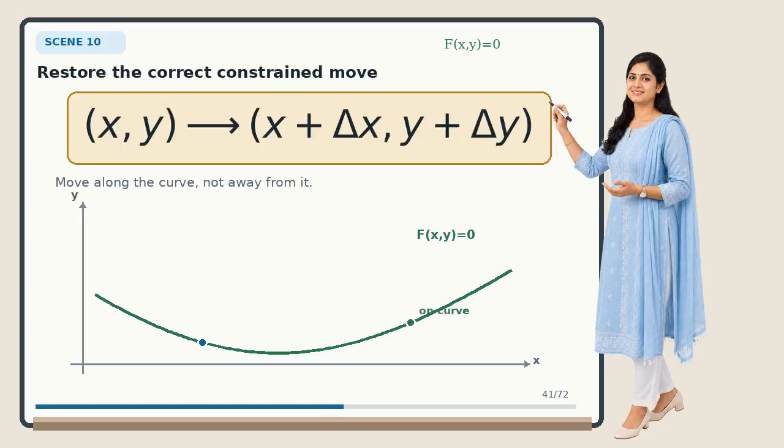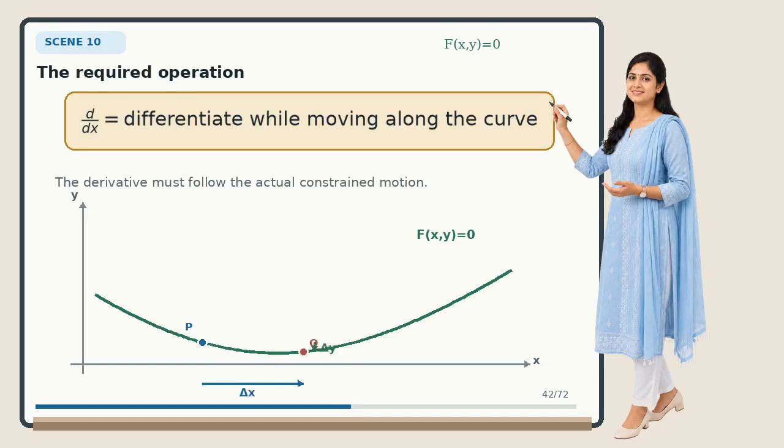For the correct comparison, changing x induces the corresponding delta y required to remain on f equals 0. Therefore, we need the total derivative along the curve. Freezing y would answer a different question.